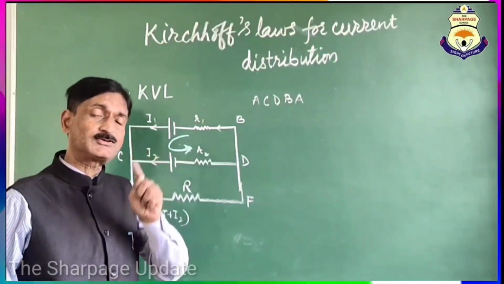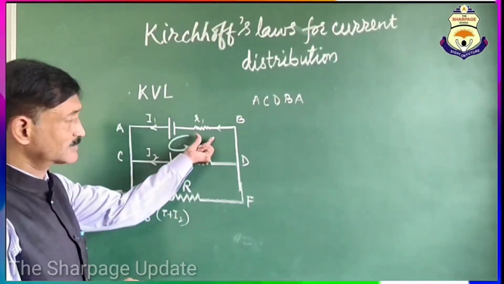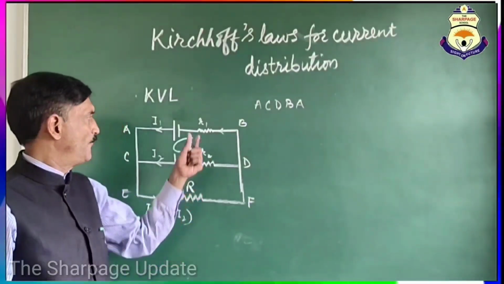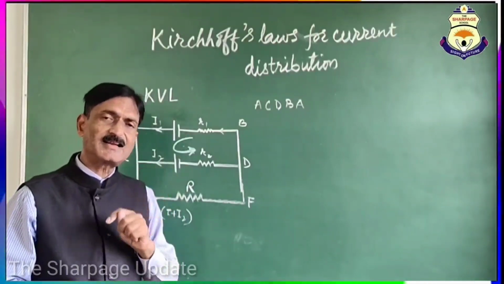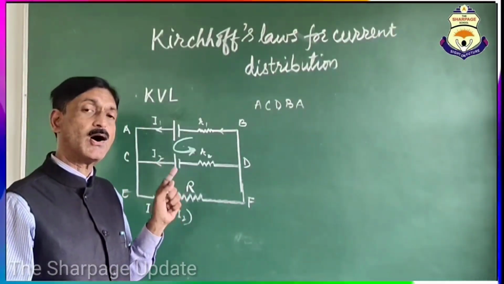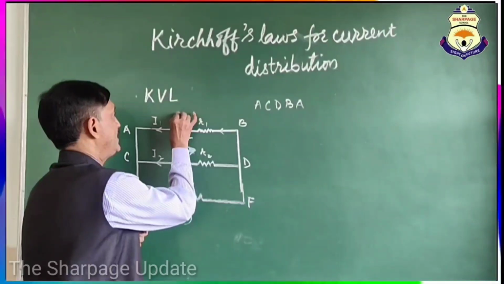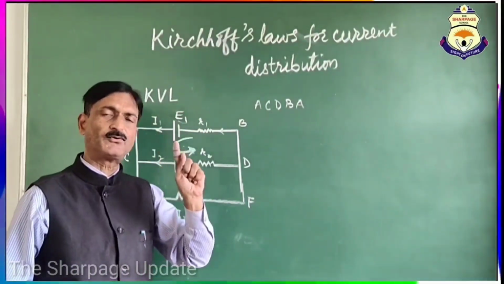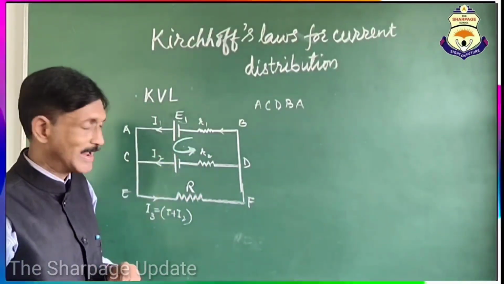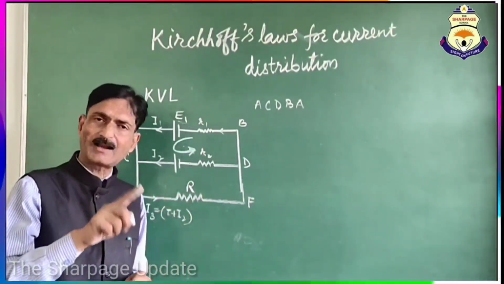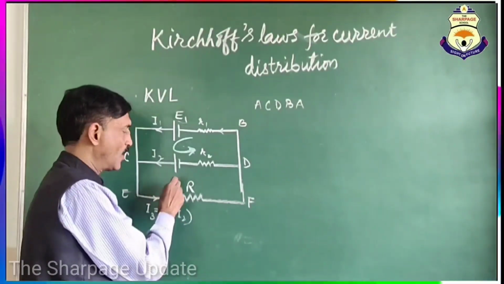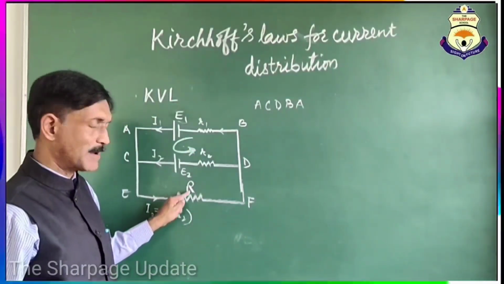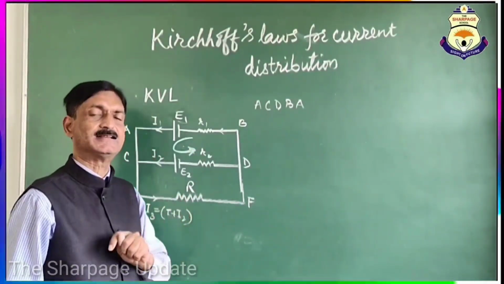So according to Kirchhoff's voltage law, in this closed electrical circuit, R1 is the internal resistance of the cell of electromotive force E1. E1 is the electromotive force, or EMF, of this cell, and R2 is the internal resistance of the cell of EMF E2, and capital R is the external resistance.